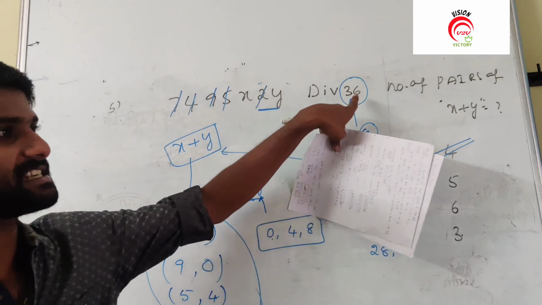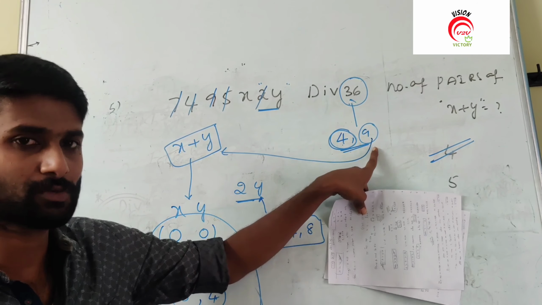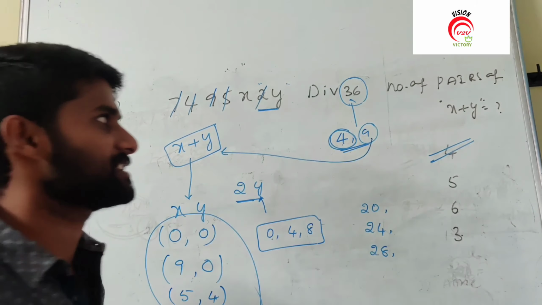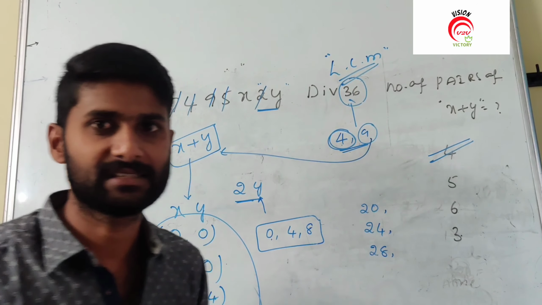See, the divisible by 36 rule means the number which is divisible by 4 and also by 9 is always divisible by 36. Focus on the least common multiple of 2 different numbers.